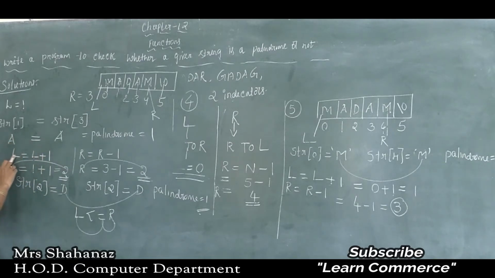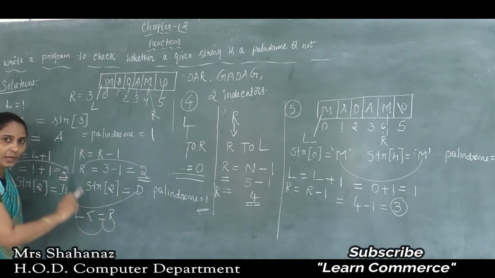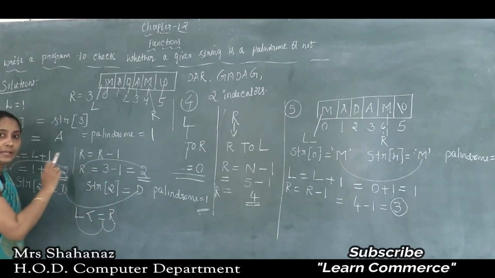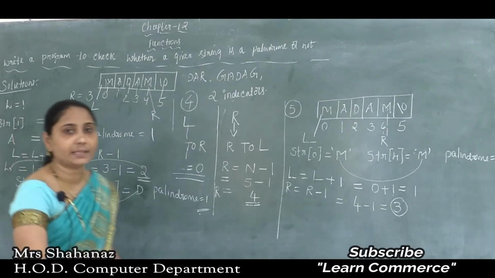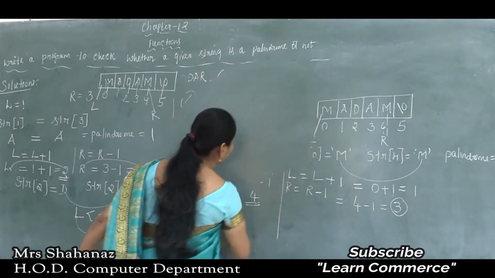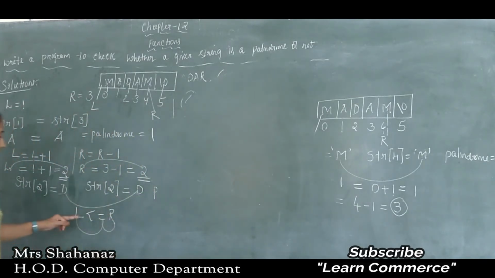And later, till where maybe the L value is less than or equal to R here. That means as long as the condition is true, we can check the character one after another. Otherwise, maybe the L value is equal to R, and we can compare the character. But finally we can say that if the L value, okay, understood, everyone? Till where can we check? As long as the condition is satisfied.